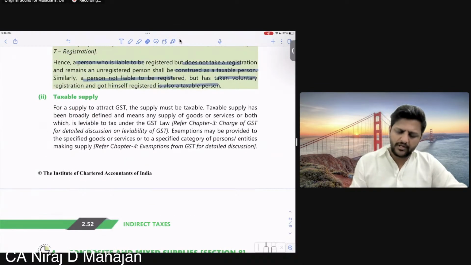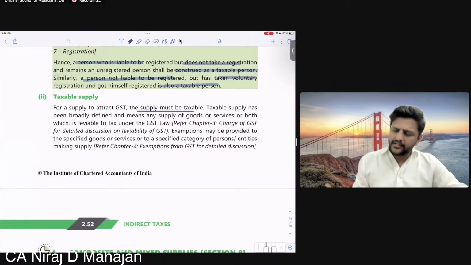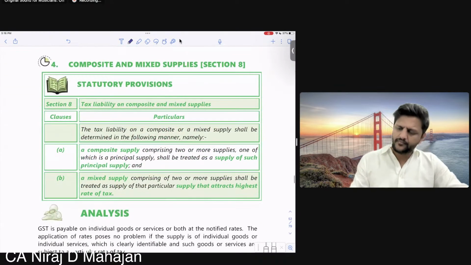Taxable supply means the supply must be taxable. Taxable supply has been broadly defined: any supply of goods or services, or both, on which GST is leviable. That means it is not exempt. It is not part of section 3 or any kind of clarification or notification. Section 8 is important.